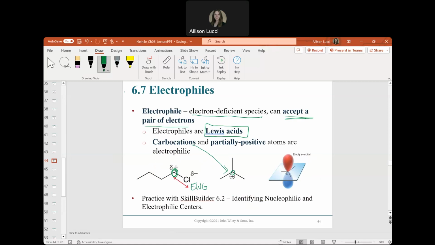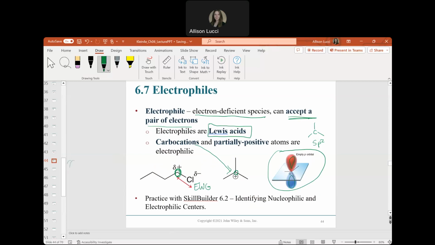So they have on the side here this drawing of our carbocation, and if you recall, when a carbon only needs to have 3 hybrid orbitals, it would be sp2 hybridized, and its shape would be trigonal planar. That will become important in our next chapter, but what you also see is that it has this unhybridized p orbital, and that's why that carbon with the positive charge is able to accept a pair of electrons.